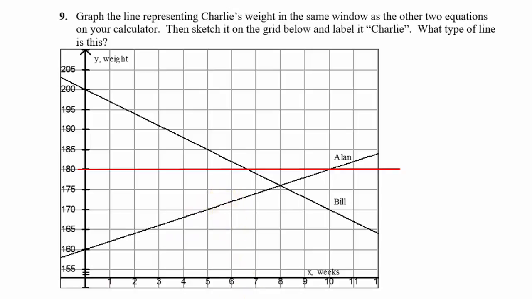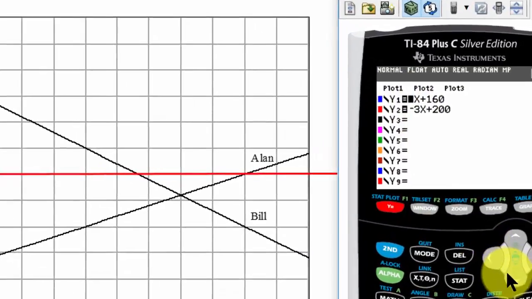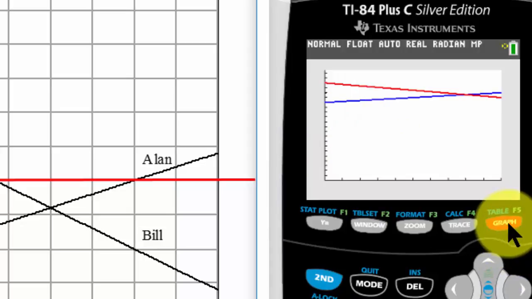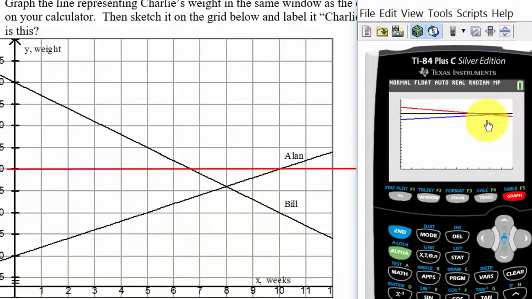And I'm going to add that to my calculator. So if I press y equals, remember we had Alan and Bill's equations in our calculator. So Charlie was the y equals 180. And then I press graph. And there's Charlie's line.